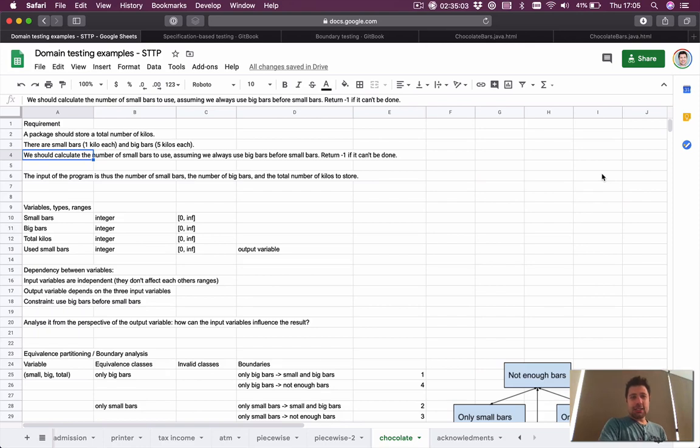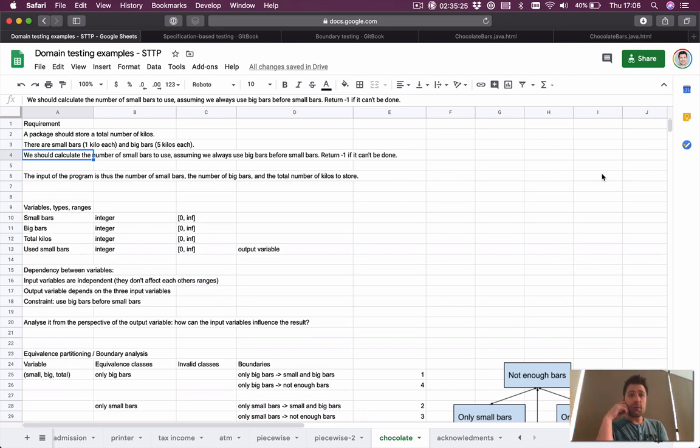Hi! In this video we are going to analyze a problem that comes directly from our lecture notes, and it's the chocolate bars problem. So in this problem we have a package and we want to put chocolates inside this package, and this package has a number of kilos we need to achieve, and we can put chocolates there that come from big bars of chocolate or small bars of chocolate.